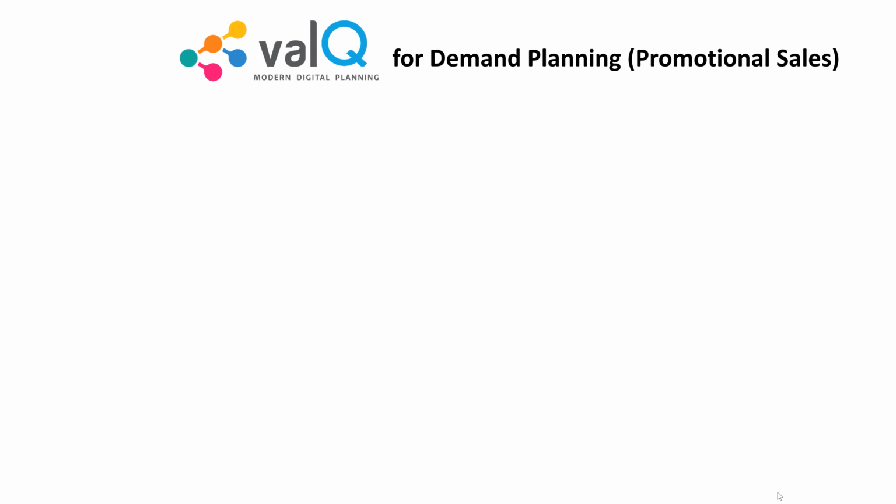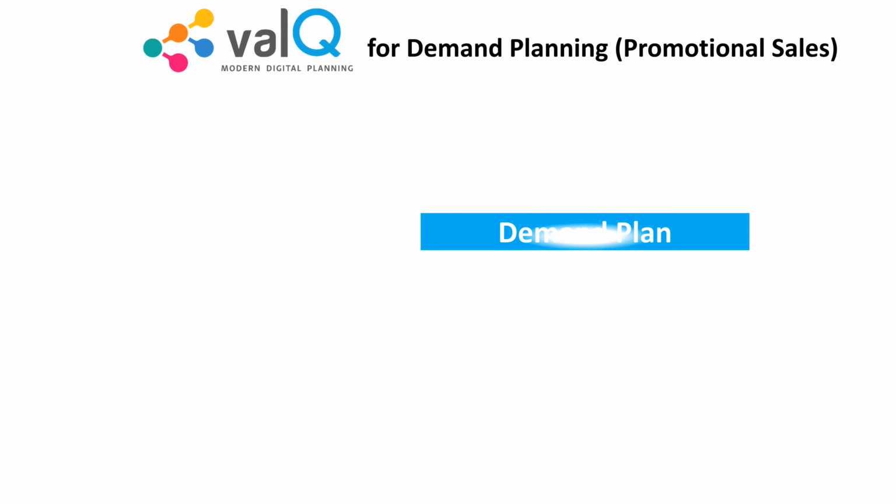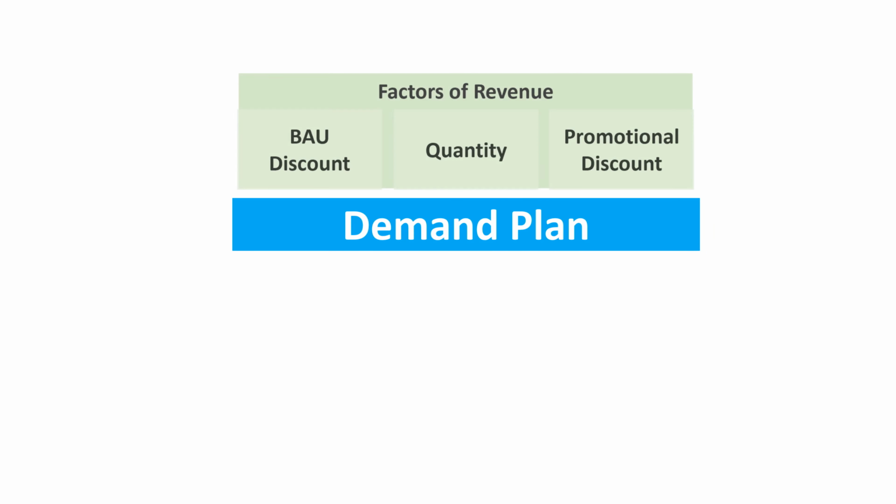Hello, we bring you a series of short videos to understand how Value can be used for demand planning during promotional sales. Let's look into the factors of revenue first. Business as usual discount will be standard discounts given on max retail price during B2B sales. Quantity will be sales volume in units, and promotional discounts will be additional discounts introduced for promotional sales period.